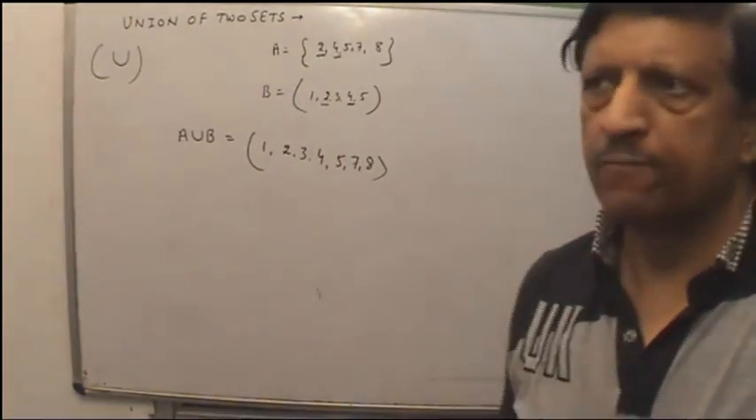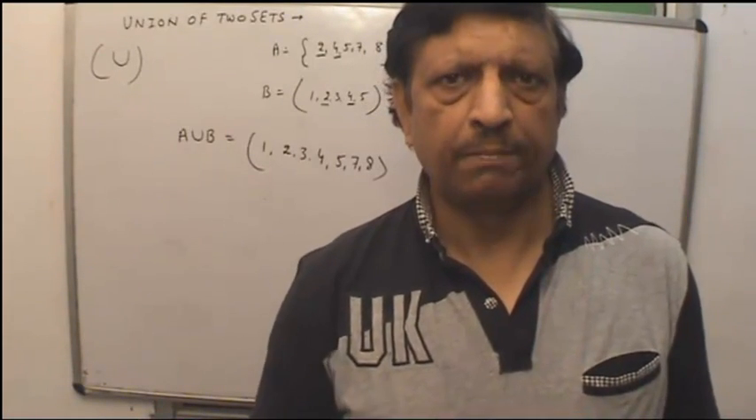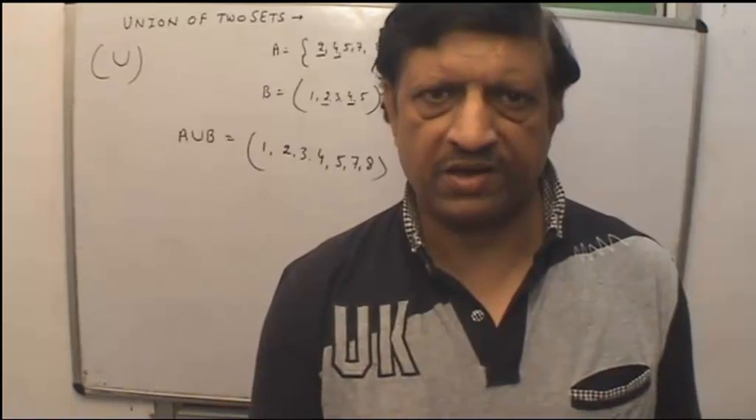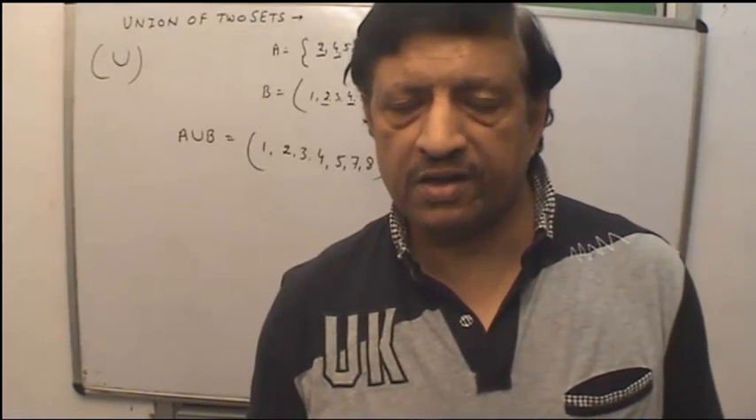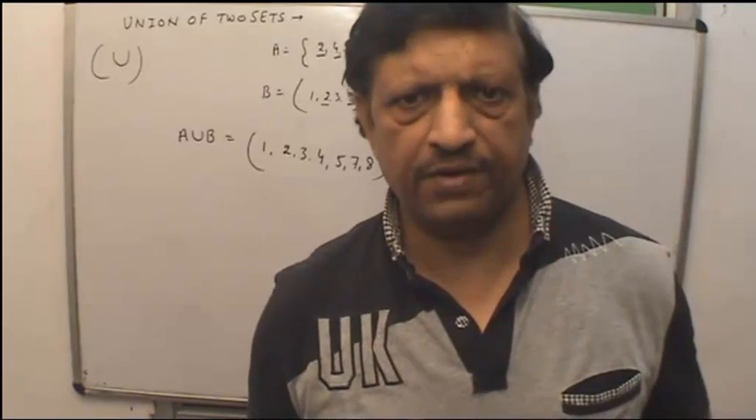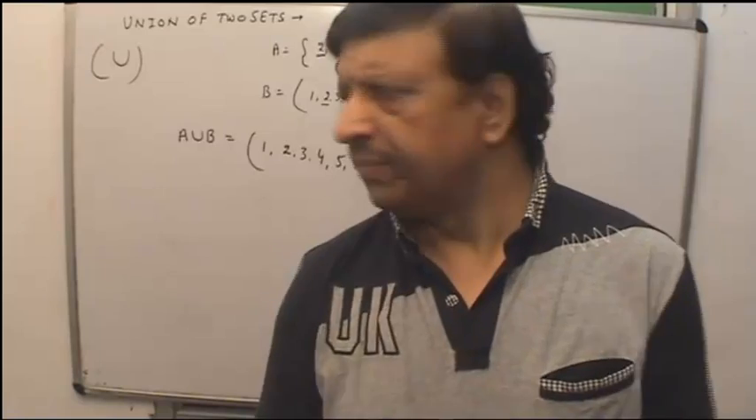Union means we combine the members of both the sets, keeping in mind that no member should repeat itself if its repetition is present. If it is not present, then there is no problem. We can mix them.